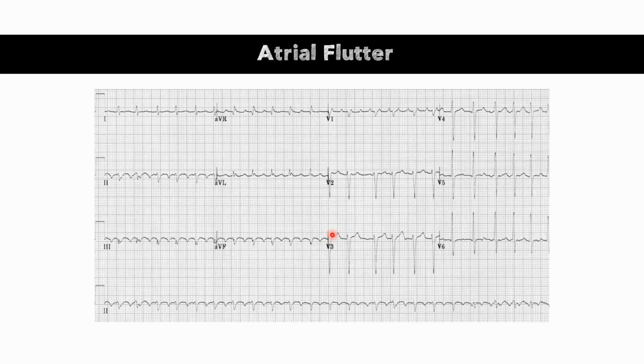Atrial flutter. So you might look at this and say, well, I don't really see flutter waves. That's because this is 2 to 1 atrial flutter. And if you see here, you've got 2 P waves for every QRS. There's actually one right there in the T wave of the previous complex. So if the atrial rate is 300, and there's 2 P waves for every QRS, then what do you think the ventricular rate is? Well, it would be 150.